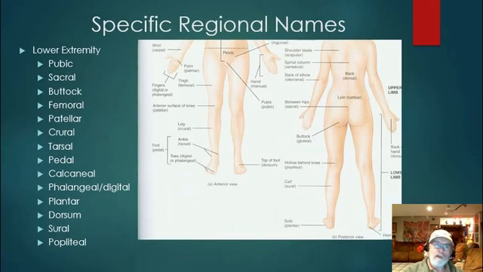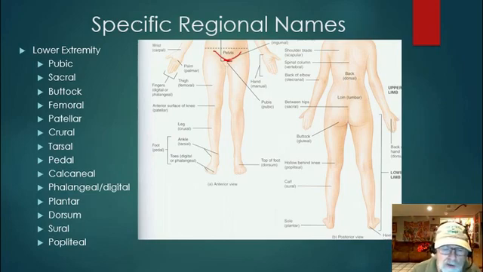Okay. Let's go to the lower extremity. Lower extremity has a lot. There's a lot of words down here. Okay. Let's start with the first one, pubic. The area right here in the front of the pelvis, where the pelvis comes together, is called the pubic region or the pubis. Okay. It's right in the front.